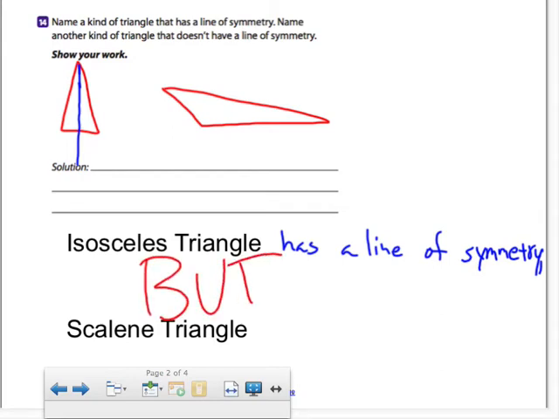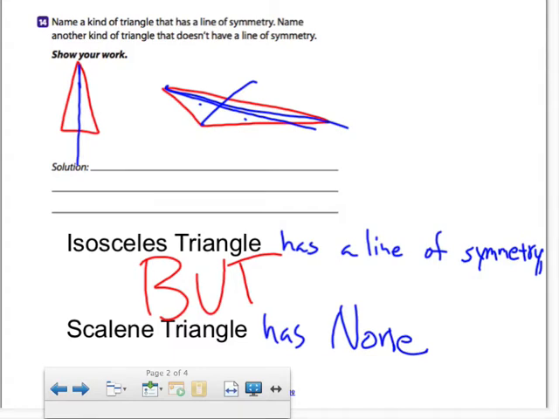But look at the scalene triangle. There's no line we can make. Even if I was more careful, those two sides still wouldn't be the same. A scalene triangle has none. Remember that. Isosceles triangle, cool.